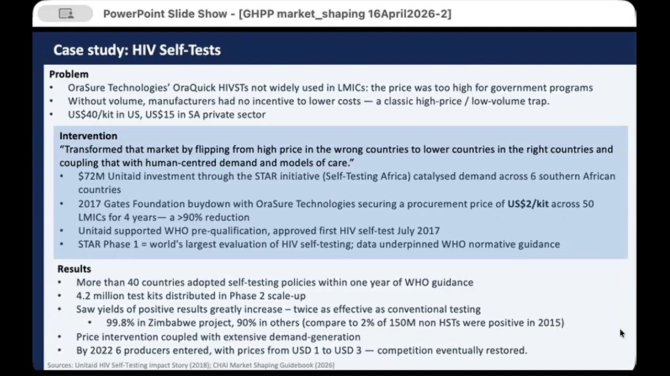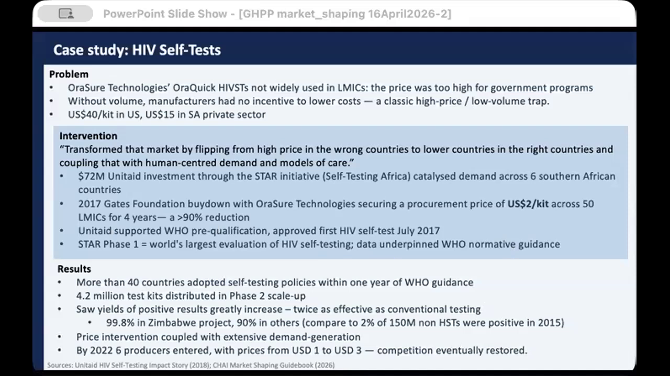So HIV self-tests, these weren't marketed in LMIC, save for the rare price of $15 for HIV self-tests that was offered to the South Africa private sector. Otherwise, the kit was $40 in the US. We don't have other prices because, again, it wasn't being marketed. So the price was also seen as too high for governments to enter into bilateral negotiations.